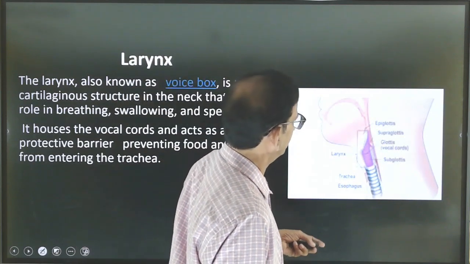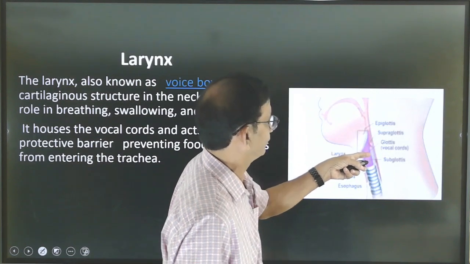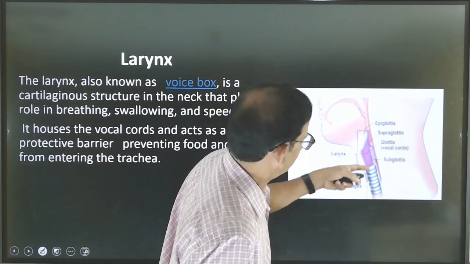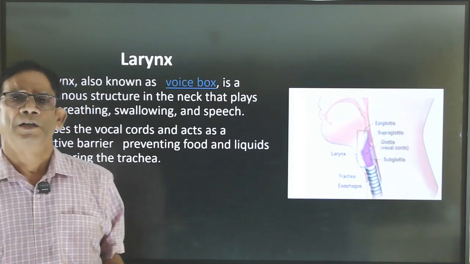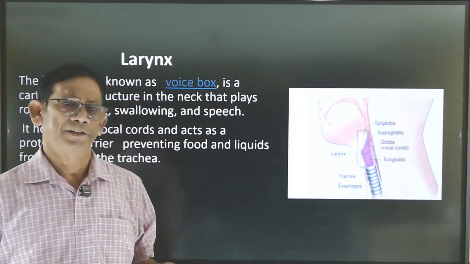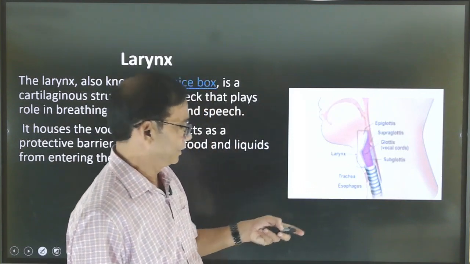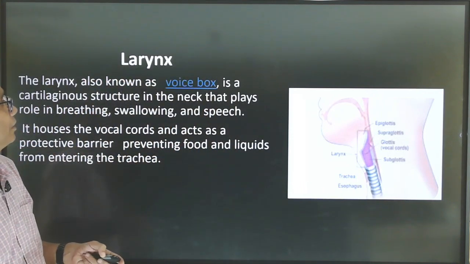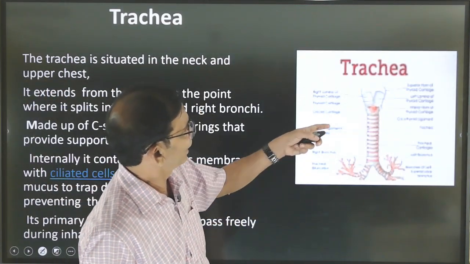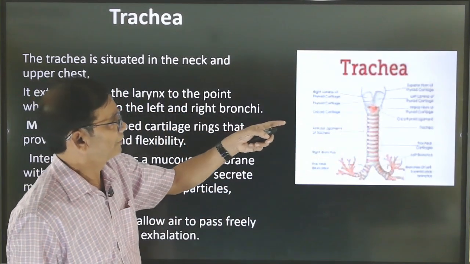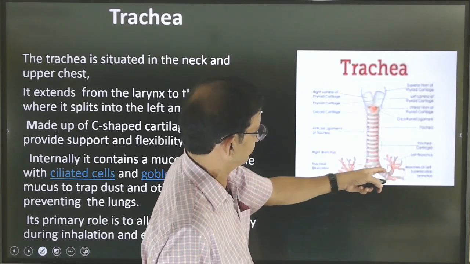The next part is the larynx. The larynx is the voice box, cartilaginous in structure, with an opening called the glottis, and there are vocal cords which help in regulating the inhaled air passing to the trachea. The larynx also helps in speaking. Just below the larynx there is the trachea. Through the larynx, air passes into the trachea and ultimately reaches the lungs.